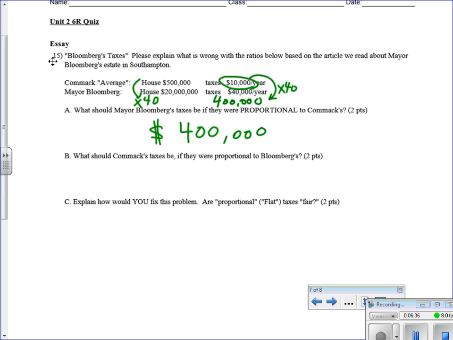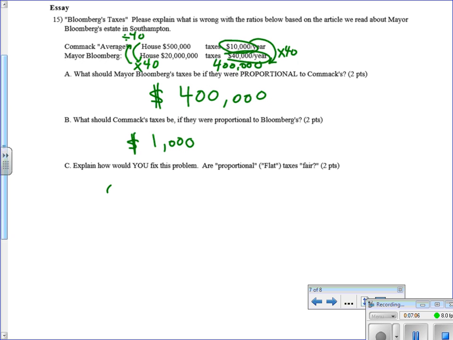Divide by 40, all right, to get from 20 million to 500,000, divide by 40. So if we divide his taxes by 40, Comac taxes would only be $1,000. So that means if the people in Comac were paying $1,000 a year property taxes, they would be taxed at the same proportional rate that Bloomberg is. So this is why I say the rich get richer. Part C is an opinion, so there weren't really wrong answers.